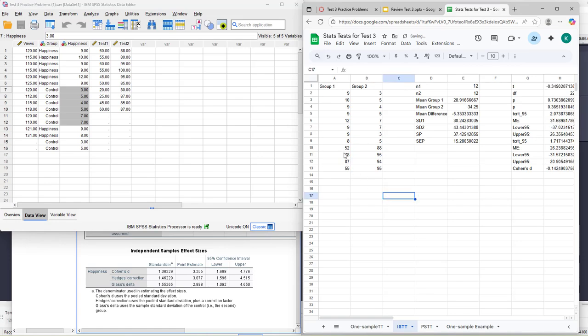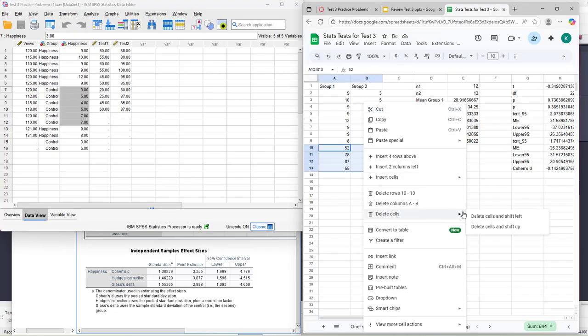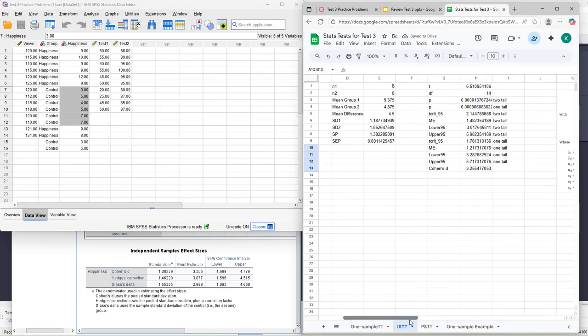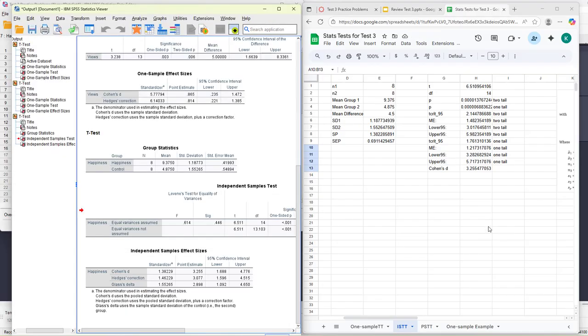3, 5, and then you can just clear those other numbers out. If you can get them like that, and then you delete cells and shift up. And there we go. Same thing that we had in SPSS, so our t-value 6.51. There it is, t-value 6.51. Our ends, the means for each group, everything's the same. So this sheet works really well. I'm proud of it. What's next?